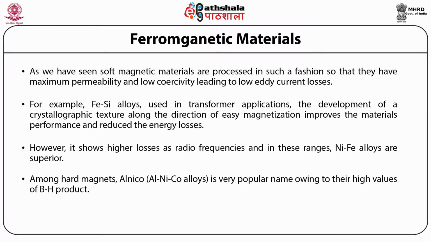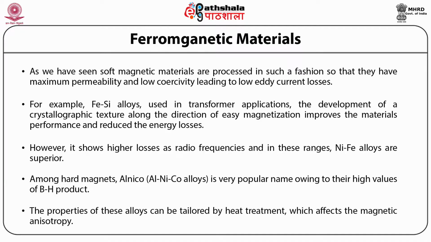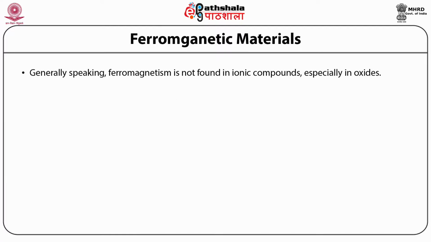Among hard magnets, Alnico, that is, aluminium nickel cobalt alloys, is a very popular name, owing to their high values of BH product. The properties of these alloys can be tailored by heat treatment, which affects the magnetic anisotropy. Generally speaking, ferromagnetism is not found in ionic compounds, especially in oxides.